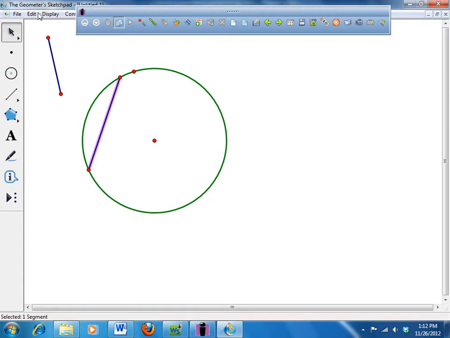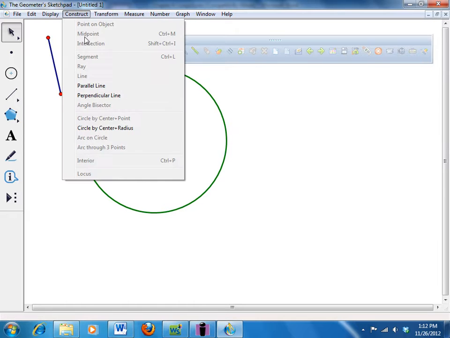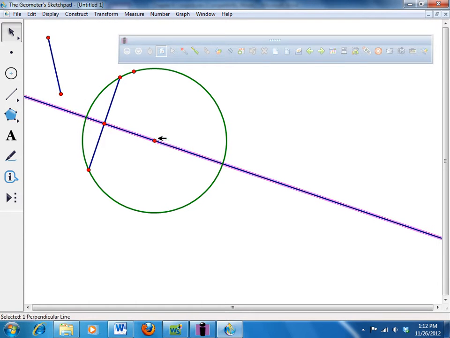I'm getting confused with my tools and my sketch. Construct midpoint. Okay? And then if I go like this and say construct perpendicular line, notice that that perpendicular line goes through the center. And if I were to do that again somewhere else, over here, not necessarily the same length.